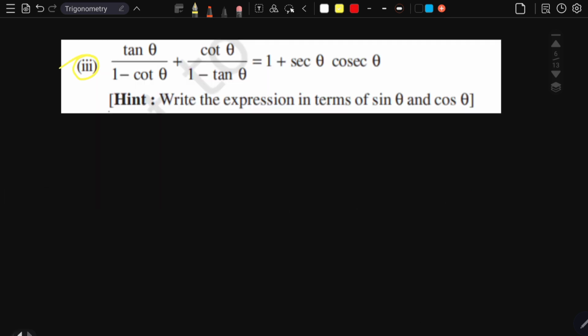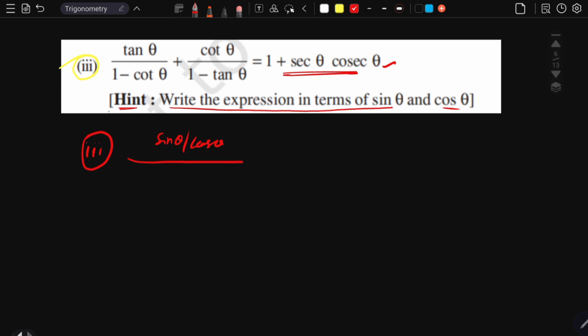So let us do the third question. Tan theta divided by (1 minus cot theta) plus cot theta divided by (1 minus tan theta), which is equal to 1 plus secant theta into cosecant theta. Actually, in the textbook a hint is given: write the expression in terms of sin theta and cos theta. So remember, in exams these types of hints are not given. So tan I am writing as sin theta divided by cos theta.